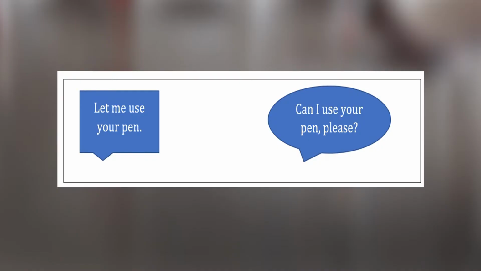Would you be happy to give your pen if someone you don't know too well came by and asked, "Let me use your pen"? Or would you give your pen to someone who said, "Can I use your pen, please"? So that's the difference. People tend to accept a request when it's asked in a polite manner.